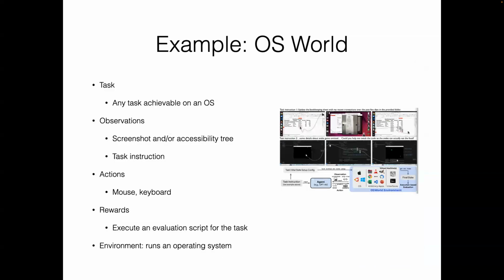So yeah, here again, the observation is either a screenshot or an accessibility tree, they say. They have some results which show which one's better and what the trade-offs are. And then here they have this extremely expressive action space of just clicking or typing on the keyboard.